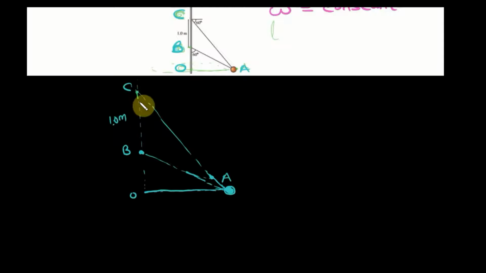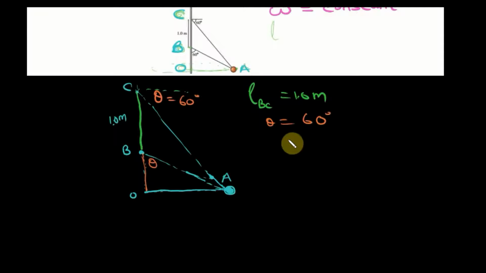What do we know? We know that LBC equals 1.0 meters. And what else do we know? We know this angle there, that is 60. What else do we know? We also know the angle right here. Yes. Know that this angle here is also theta. Theta is equal to 60 degrees.